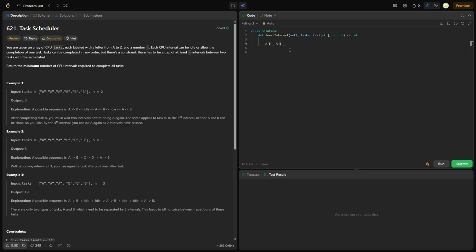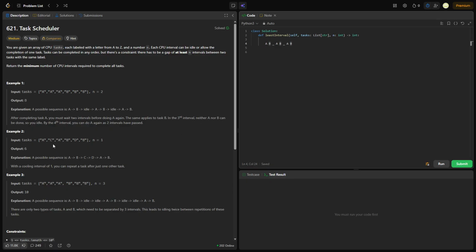So we do A, B, idle, A, B, idle, and then we can do A, B. We don't have to idle again because we used all 3 A's and all 3 B's. So how many CPU intervals were required to complete these tasks? We have 1, 2, 3, 4, 5, 6, 7, 8. So our output is 8.